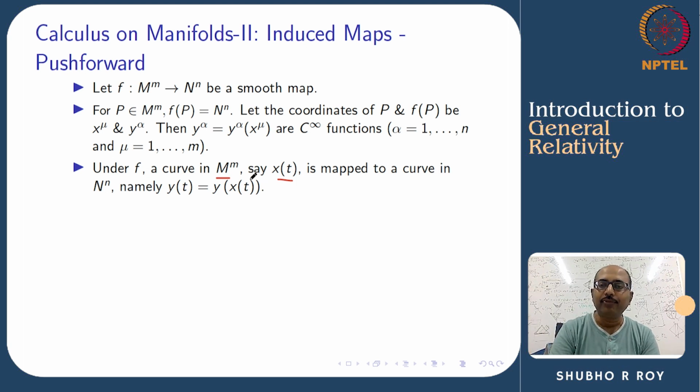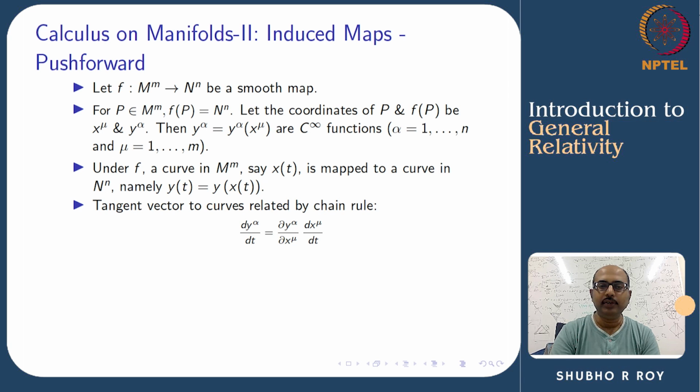Now under f, this curve gets mapped to another curve in N, which is given by y of t, where first I substitute y of x of t. So y of x is the smooth map f, but then x itself is a function of t on the curve. So we have y of x of t, which is ultimately a function of t. So we have y of t, which is given by this function.